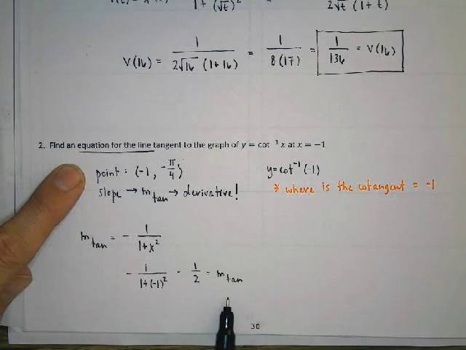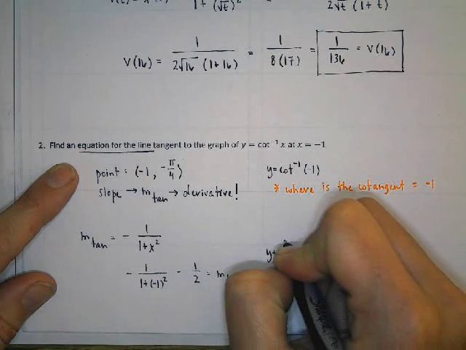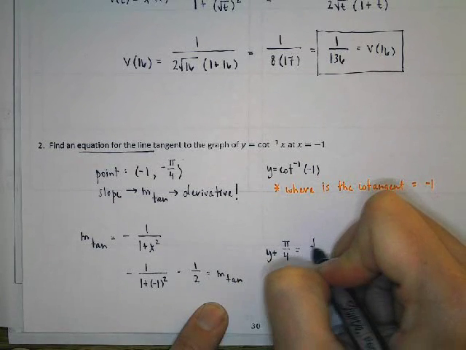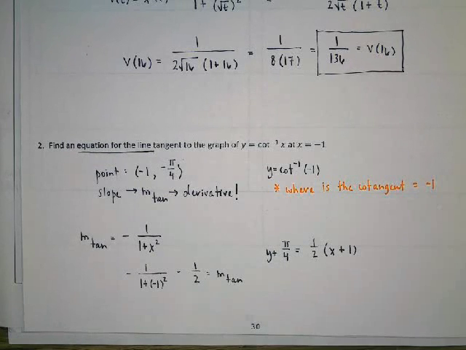So now I have a point and a slope, so I can write my equation, which will be y plus pi/4 is equal to my slope -1/2 times x plus 1. So those are, again, just some applications of where you might see these inverse trig functions come up. Tomorrow we'll do more practice.